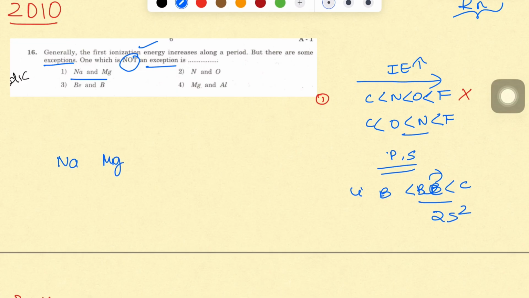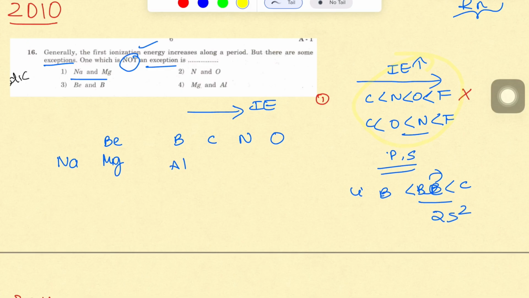Next is beryllium, which is above magnesium. After beryllium we have boron, then carbon here, nitrogen, oxygen, and here we have aluminium. Okay, along the period we know ionization energy increases, but there are exceptions also that we have covered here. Which is not an exception? Let's say sodium and magnesium, along the period it increases, there is no exception. Here there will be changes, that is, aluminium comes later.